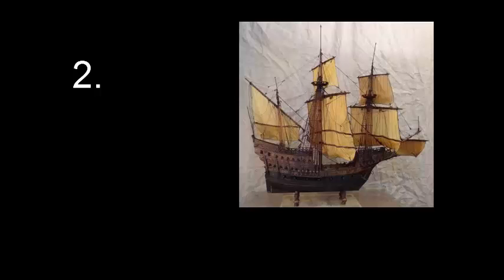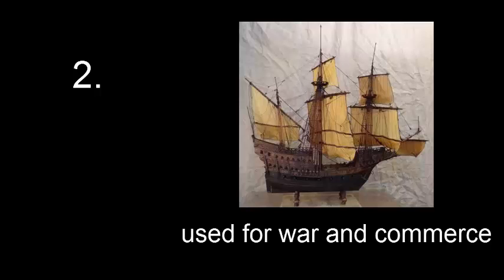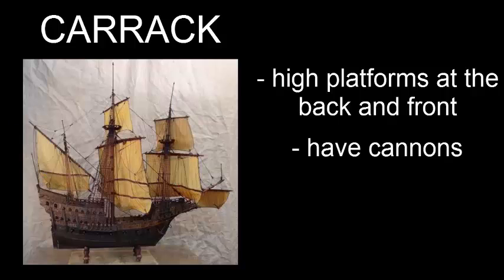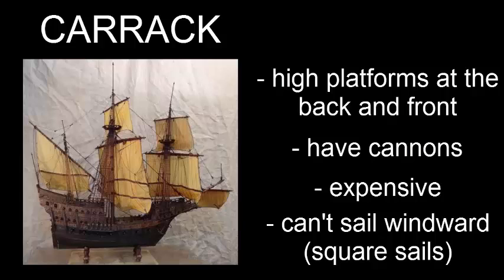The second ship is called a carrack, which are used for war and commerce. They have high platforms at the stern and bow of the ship, allowing higher angles when firing from their ship. Carracks are also armed with cannons. However, these ships don't come without a price, literally. They're really expensive and not practical for most sailing as they have large square sails. If we decide to invade here, we should keep an eye out for carracks.